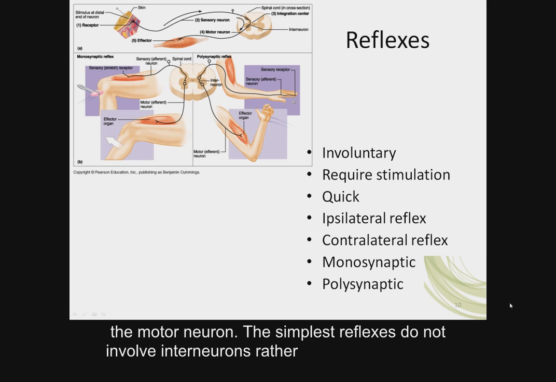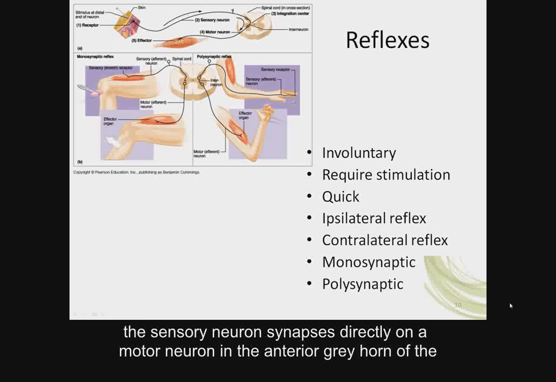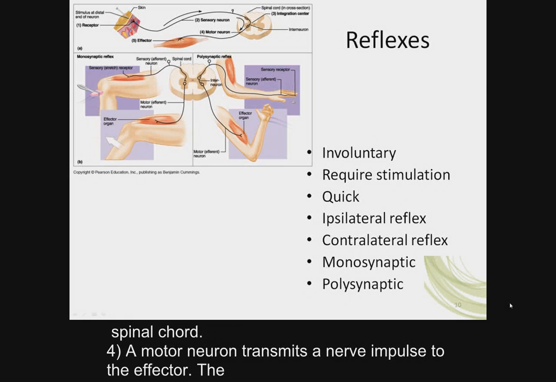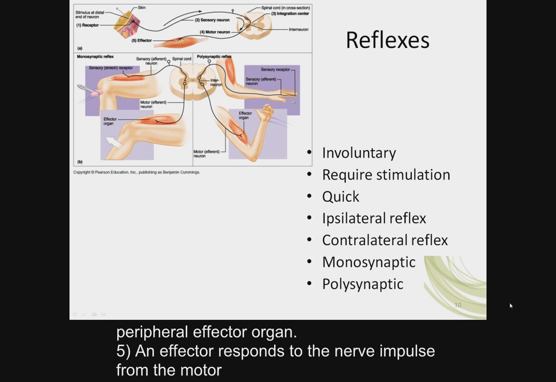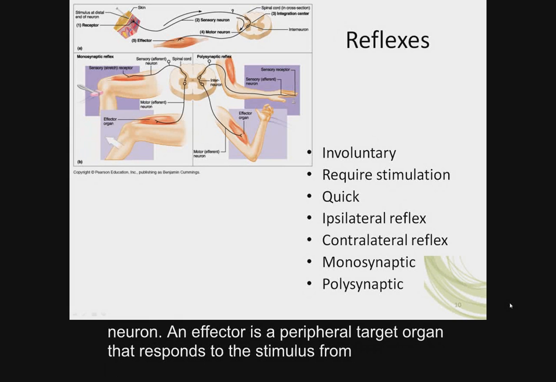The simplest reflexes do not involve interneurons. Rather, the sensory neuron synapses directly on a motor neuron in the anterior gray horn of the spinal cord. In 4, a motor neuron transmits a nerve impulse to the effector. The motor neuron transmits a nerve impulse through the anterior root and spinal nerve to the peripheral effector organ. In 5, you see an effector responds to the nerve impulse from the motor neuron.